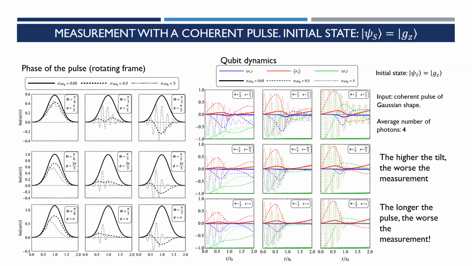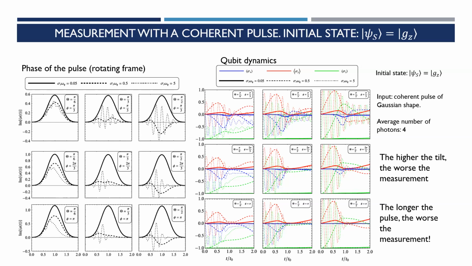This can be understood in the following way: if the pulse is very long, the qubit is evolving while it is interacting with the pulse. This can be seen in the plots on the right, where we have the qubit dynamics with the three Bloch components. So it is evolving in time, and it's like asking, what am I measuring exactly? While I'm interacting, the qubit has done so many oscillations that it's not even clear what is the state of the qubit that I'm measuring anymore.